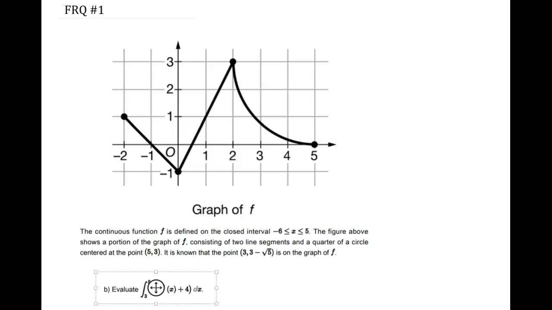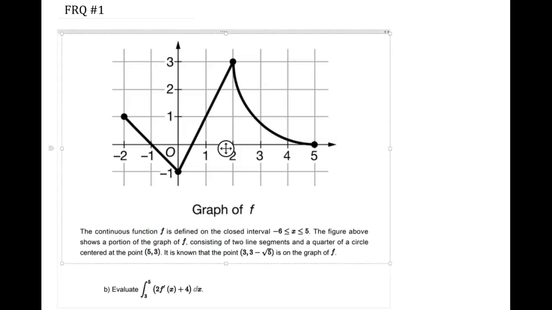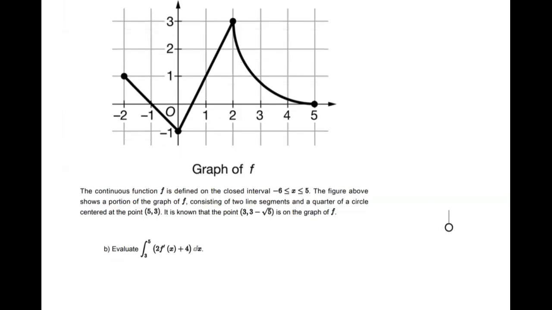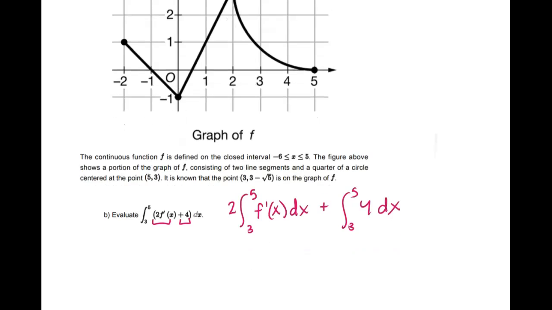Let's look at part B. Now we want to evaluate the integral from 3 to 5 of 2 times f prime of x plus 4 dx. Once again, we start with just basic properties of integrals. So I'm going to split this, and this is actually 2 times the integral from 3 to 5 of f prime of x dx, so I'm splitting this piece, plus the integral from 3 to 5 of 4 dx.